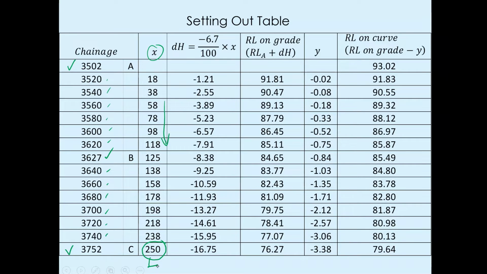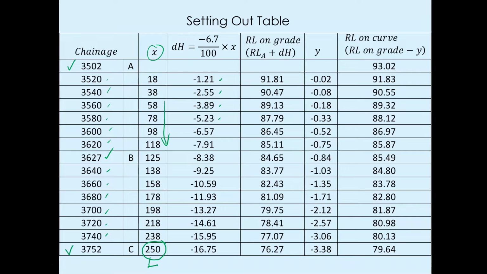Okay, we're going to use minus 6.7 over 100 times X. Simply take that value there, and you come up with all this figure. This is to show you the difference in height between all the points on the grid. So having gotten that, what's the reduced level of the grid?